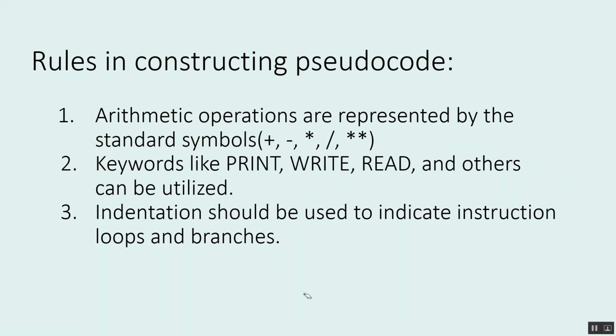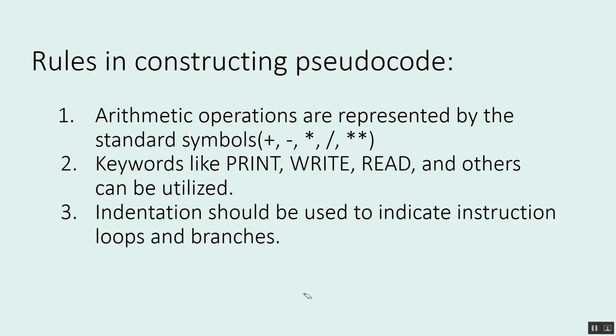Now, here are the rules in constructing pseudocode. The arithmetic operations are represented by the standard symbols: plus, minus, asterisk for multiplication, and slash for division. We also have the double asterisk. It only means that we are going to raise a number to another number. For example, 2 double asterisk 3. We're telling the compiler or the reader that it's 2 raised to 3. It's like 2 times 2 times 2. So 2 times 2 is 4, times 2 it's 8.